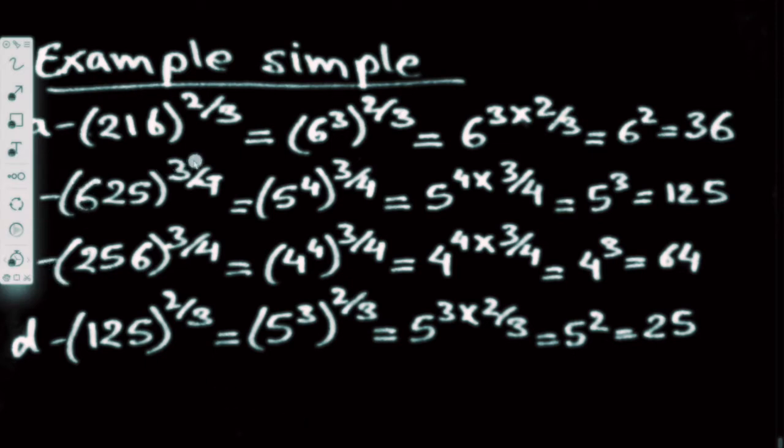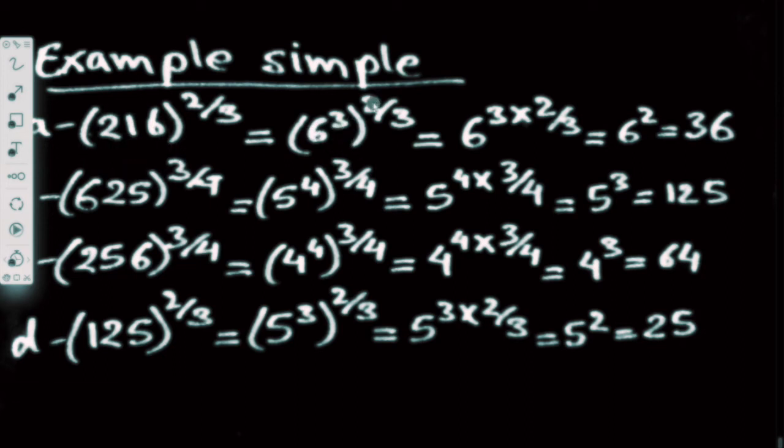Similarly, we can see some examples here. Example A is given in the bracket: 216 whole power 2 upon 3. 216 equals 6 power 3, and 6 power 3 means 216.